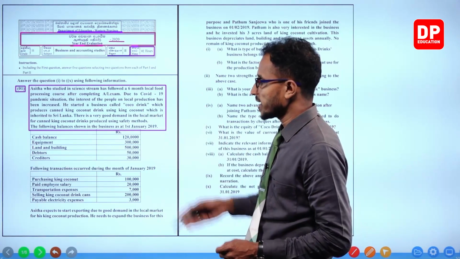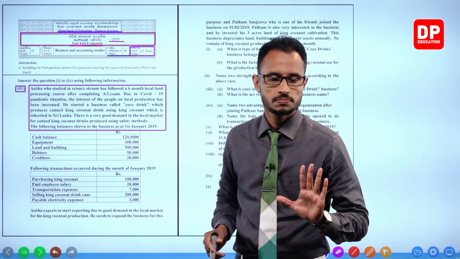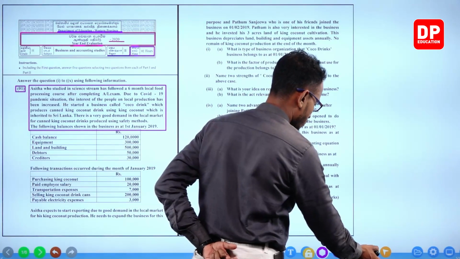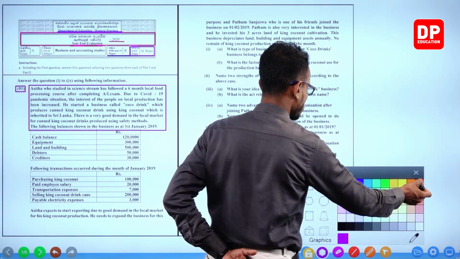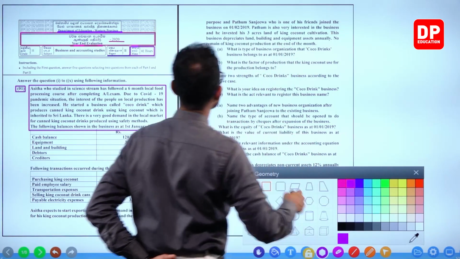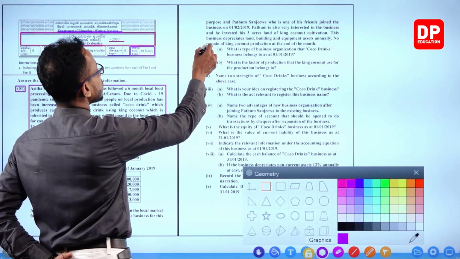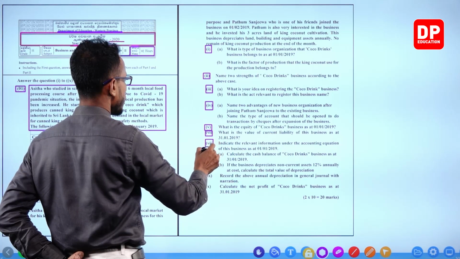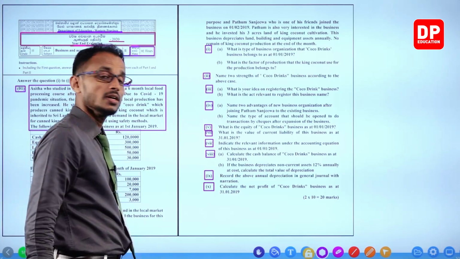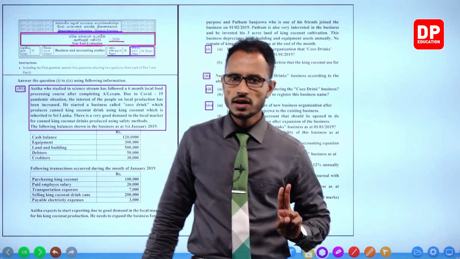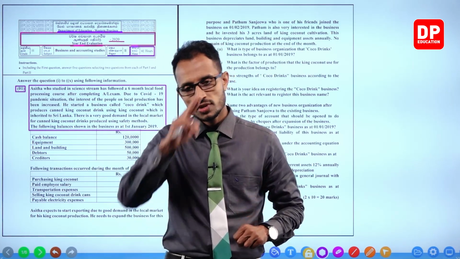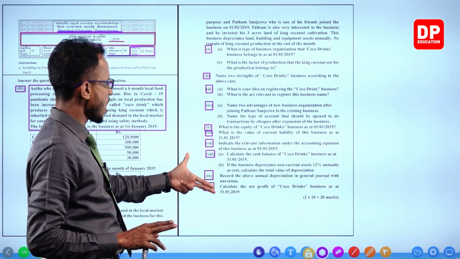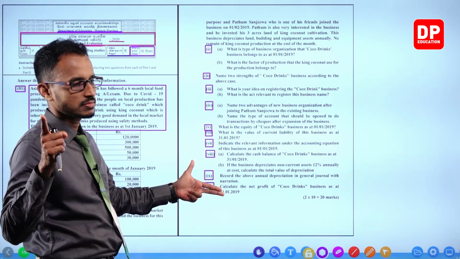Based on the case, you will get 10 questions. Yeah, we have done these things before. 10 questions, in Roman numbers: 1, 2, 3, 4, 5, 6, 7, 8, 9, 10. Each question carries 2 marks. 2 into 10, 20 marks. This is the compulsory question. You must do all 10 sub-parts. No choice here.